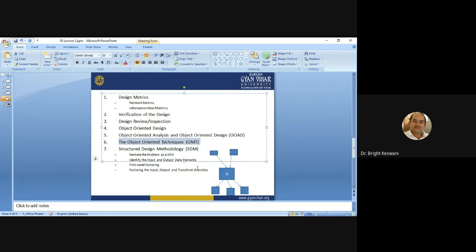The next point is structure design methodology. Just a moment.